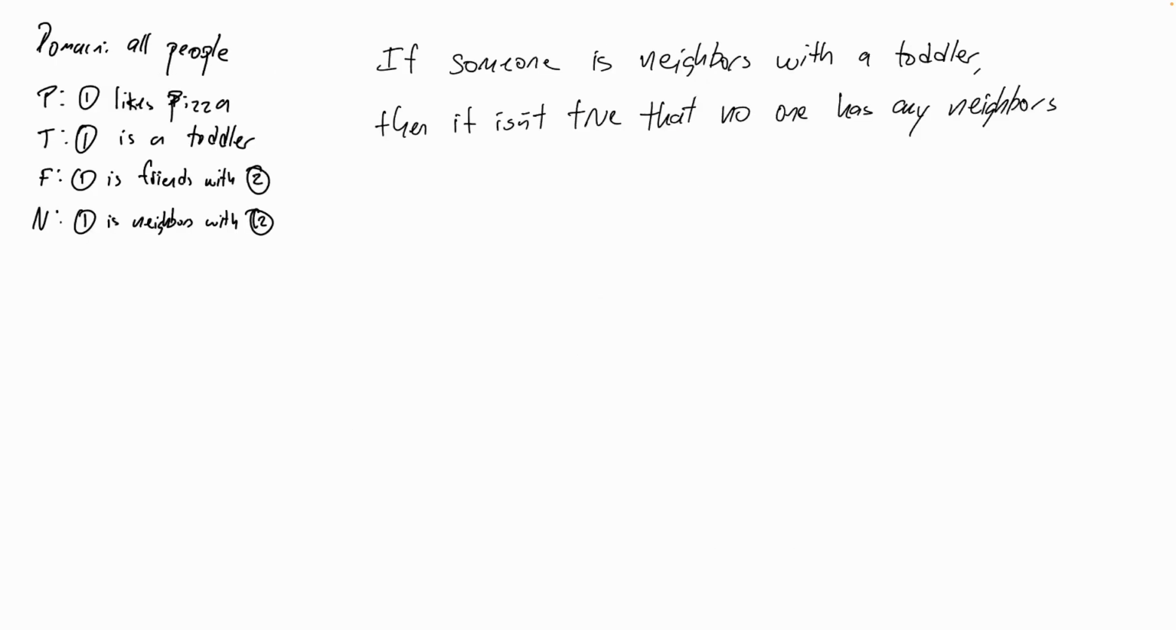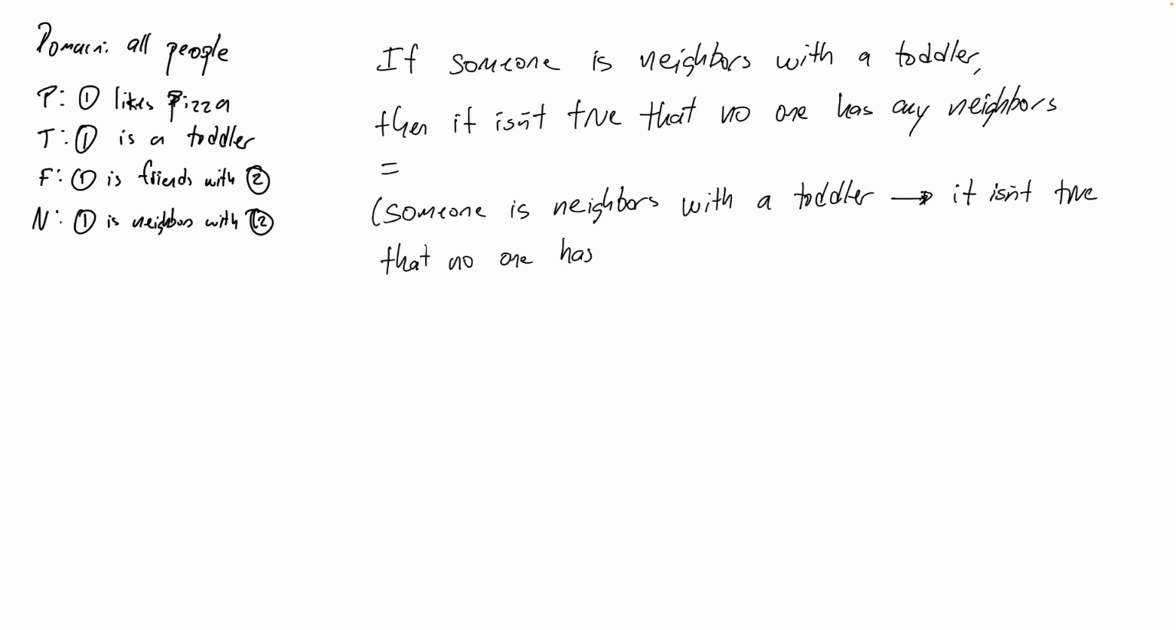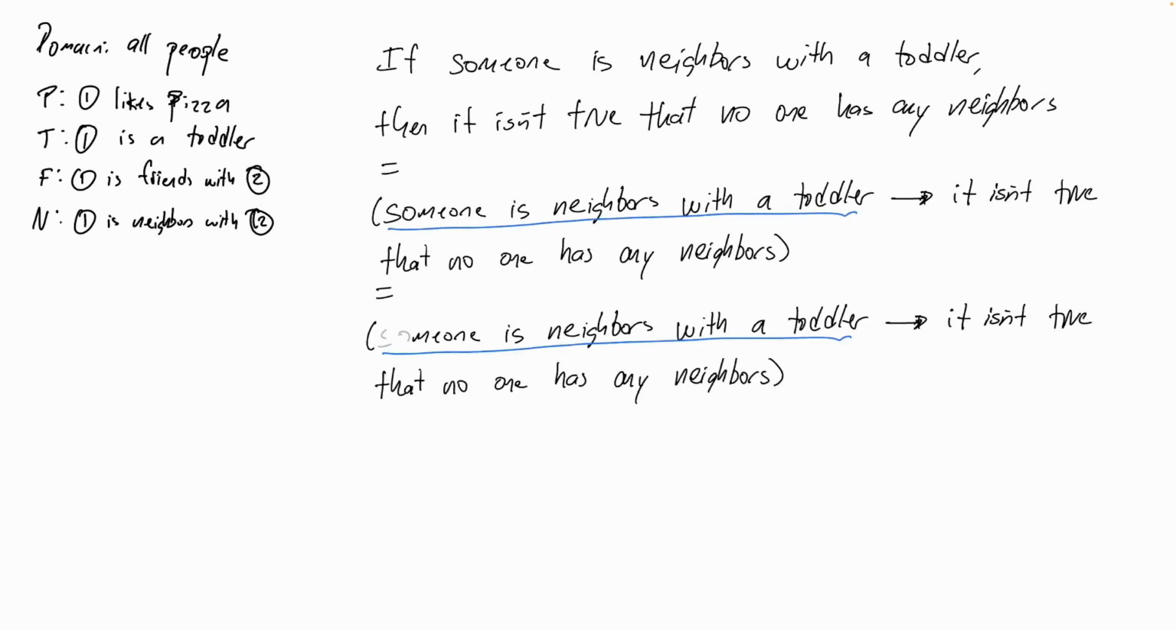Finally, if someone is neighbors with a toddler, then it isn't true that no one has any neighbors. This actually just is a conditional where the antecedent is someone is neighbors with a toddler and the consequent is it isn't true that no one has any neighbors. So we just have to translate those two statements and put an arrow in between. Let's start with someone is neighbors with a toddler. As we've already seen, that's just there is an X such that for some Y, TY and NXY.